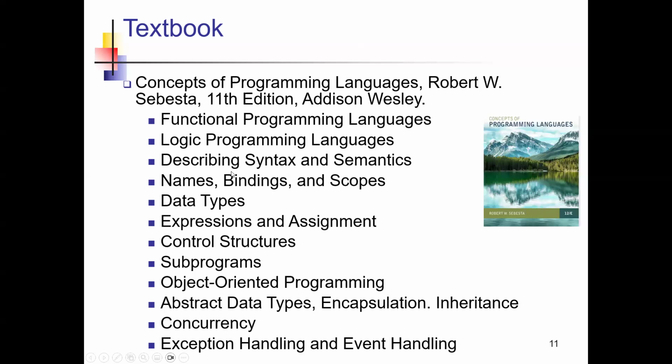This chapter, sometimes we don't cover it much, but the names, bindings, and scopes, variables, different data types, such as array, stack, int. Also expressions and assignment, control structures, subprogramming, object-oriented programming, abstract data type or ADT, encapsulation, inheritance, concurrency, exception handling, and event handling. So these are the general topics for this course. And also, again, our textbook has all these topics.